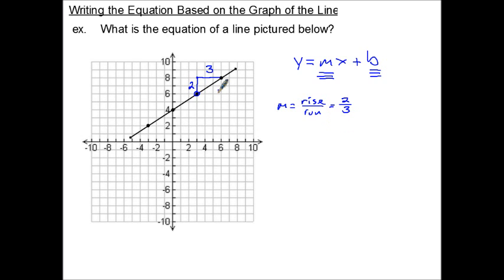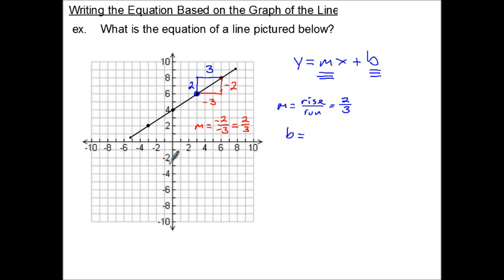Okay, remember, if I'd have gone the other way, for example, if I'd have gone this way, it would have been down 2, but then that would have had me going left 3, and then the m in this case would be negative 2 over negative 3, but those negatives cancel out and still give me a positive 2/3. Okay, moral of the story is if you can clean up the slope that you calculate off the graph, please do. Alright, moving on.